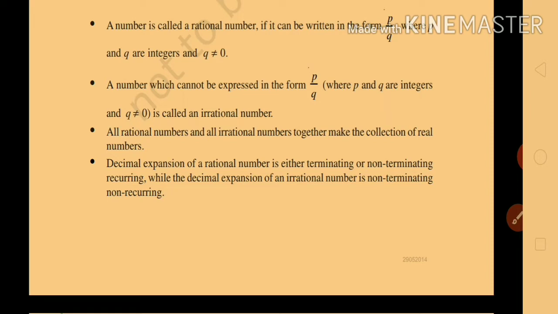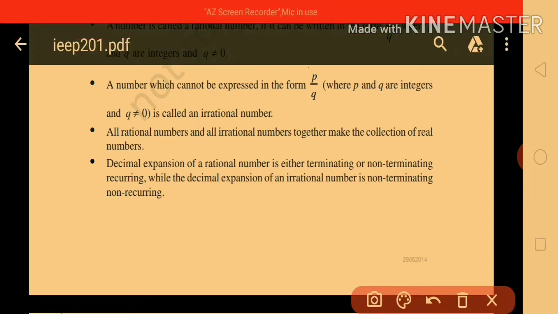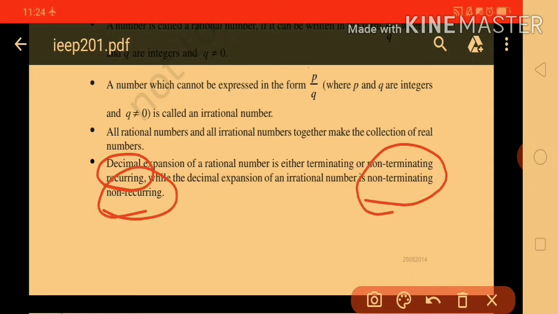We know that the decimal expansion of a rational number is either terminating or non-terminating, recurring. Okay, the condition is recurring, right? While the decimal expansion of an irrational number is non-terminating, non-recurring, right?